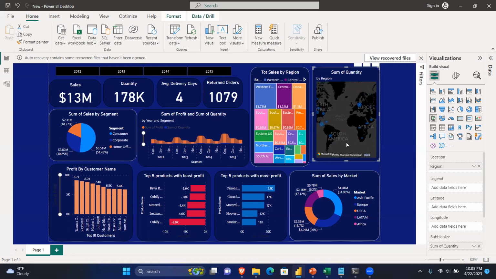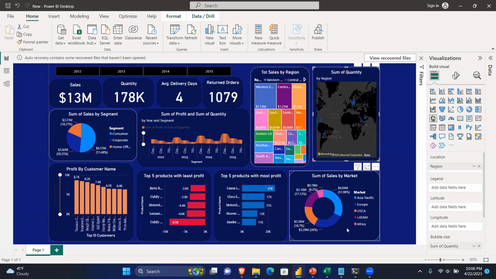So yeah, this tree map gives us an understanding of again the amount of quantity being sold in each of the specific regions, in each of the specific continents for that matter. So next we'll move on.